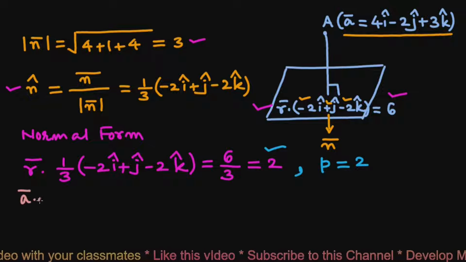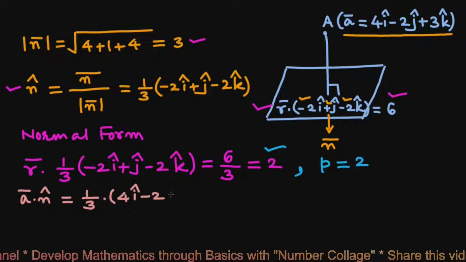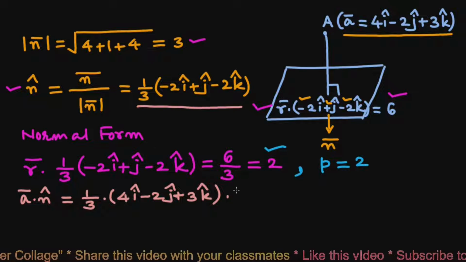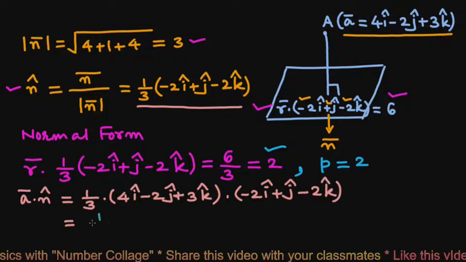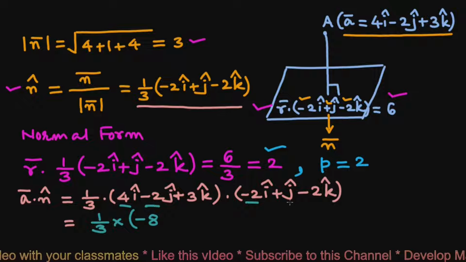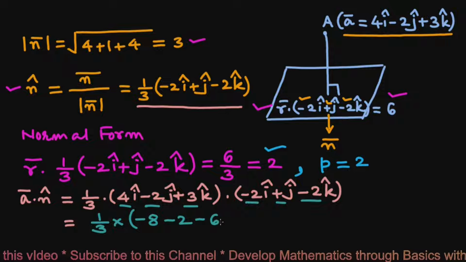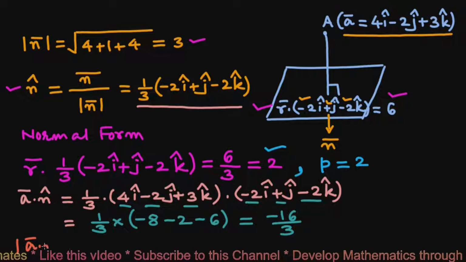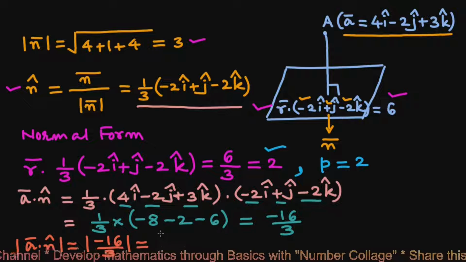Now a bar dot n cap will be 1 upon 3 into 4 i cap minus 2 j cap plus 3 k cap dot n cap, which is this minus 2 i cap plus j cap minus 2 k cap. This will be 1/3 of 4 into minus 2 minus 8 plus minus 2 into 1 minus 2 plus 3 into minus 2 minus 6, that will be minus 16 upon 3. So mod of a bar dot n cap will be mod of minus 16 upon 3, that is 16 upon 3.